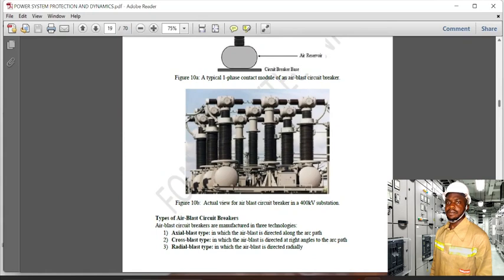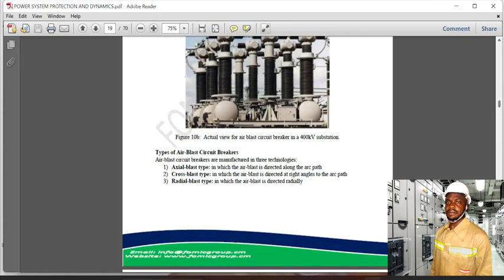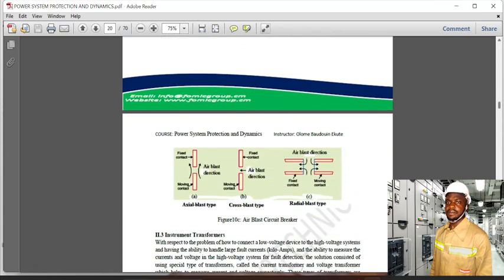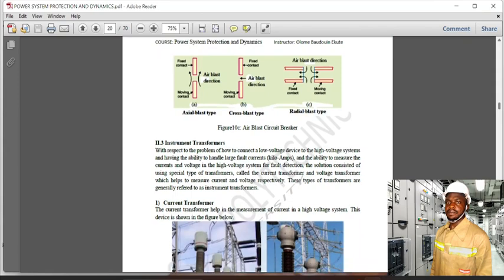Here it is. So for the air blast circuit breaker, we have different types. The different types here are classified based on how the air is projected on the arc path to quench the arc. So we have it represented in the figure here, figure 10. So we have the various directions of the air, how they are projected in order to quench the arc.